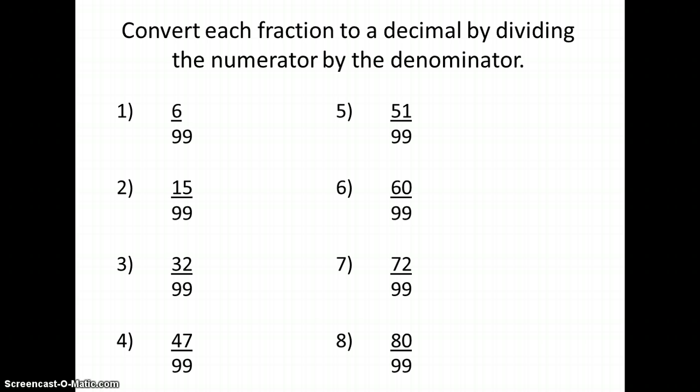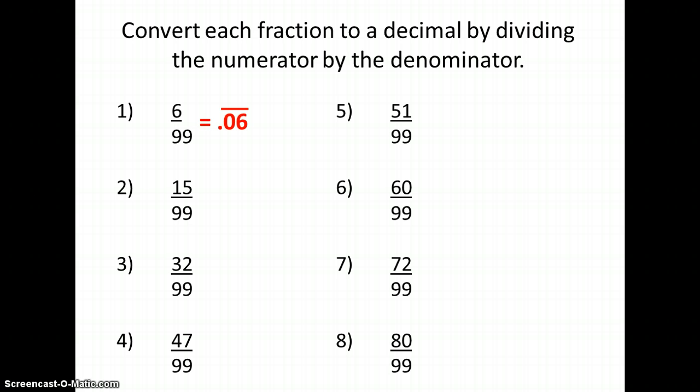If I wanted to convert each of these fractions to a decimal by dividing the numerator by the denominator, I would get a slightly different pattern, but one that I can figure out nonetheless. 6/99ths would be 6/100ths repeated. So I would have 0.060606 going on forever and ever.